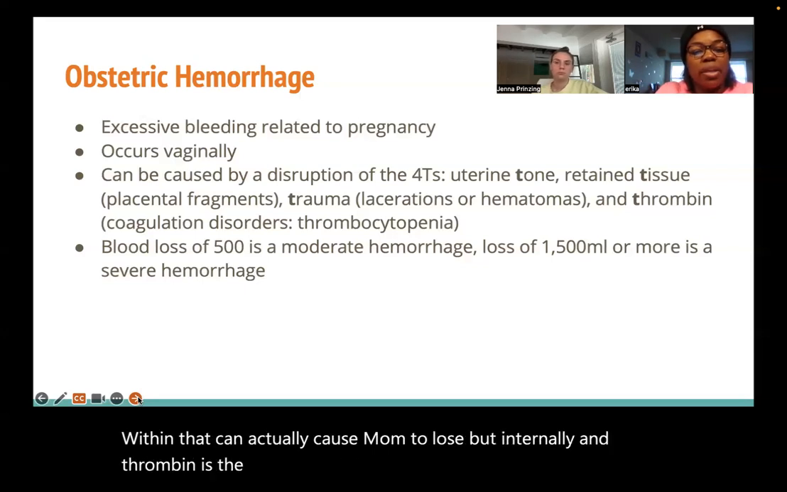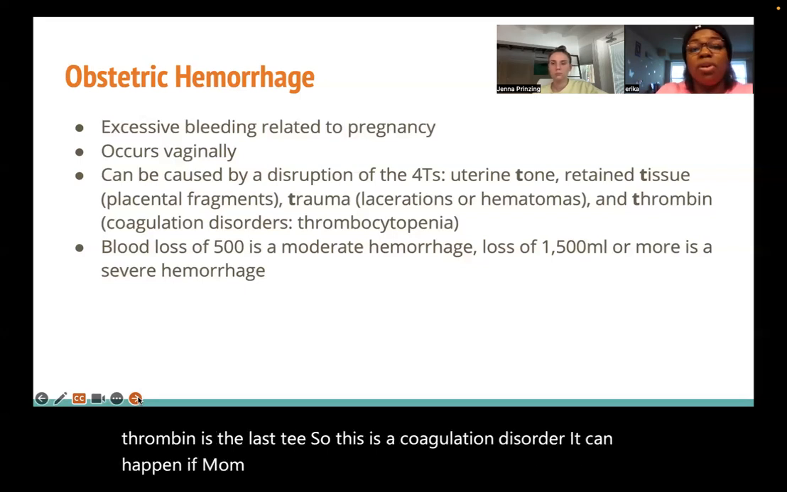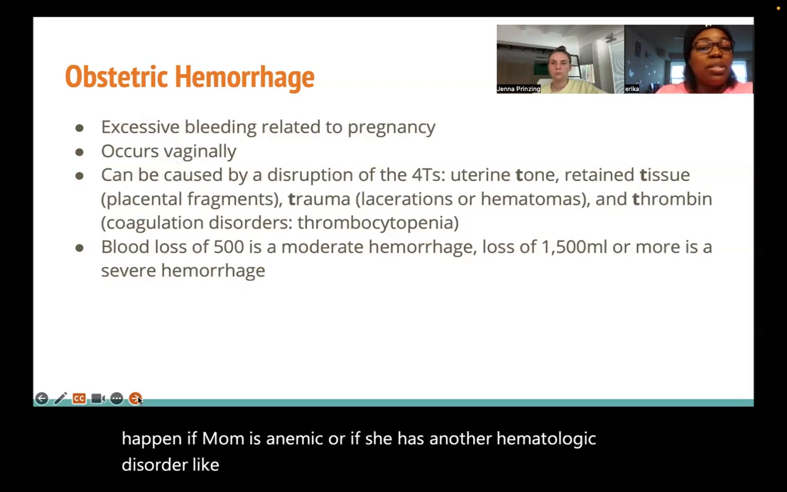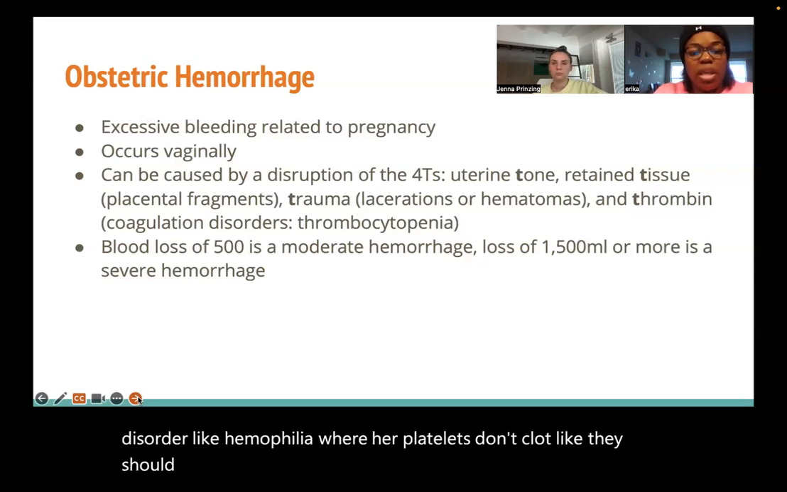And thrombin is the last T. So this is a coagulation disorder. It can happen if mom is anemic or if she has another hematologic disorder like hemophilia, where her platelets don't clot like they should. This will cause her to bleed.